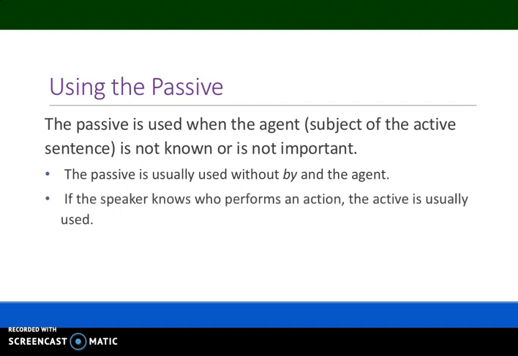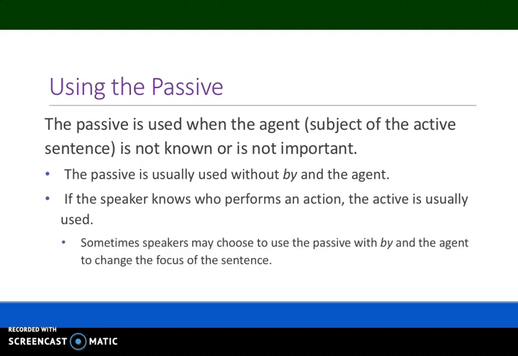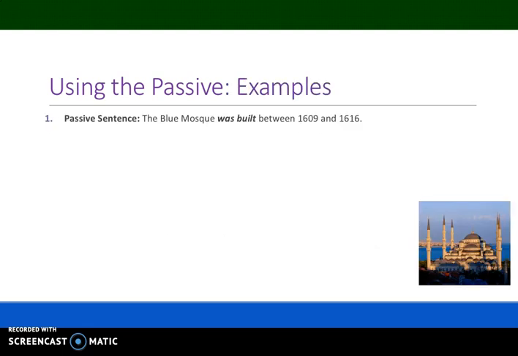If the speaker knows who performs an action, the active is usually used. However, sometimes speakers may choose to use the passive with by and the agent to change the focus of the sentence. Let's look at some examples.